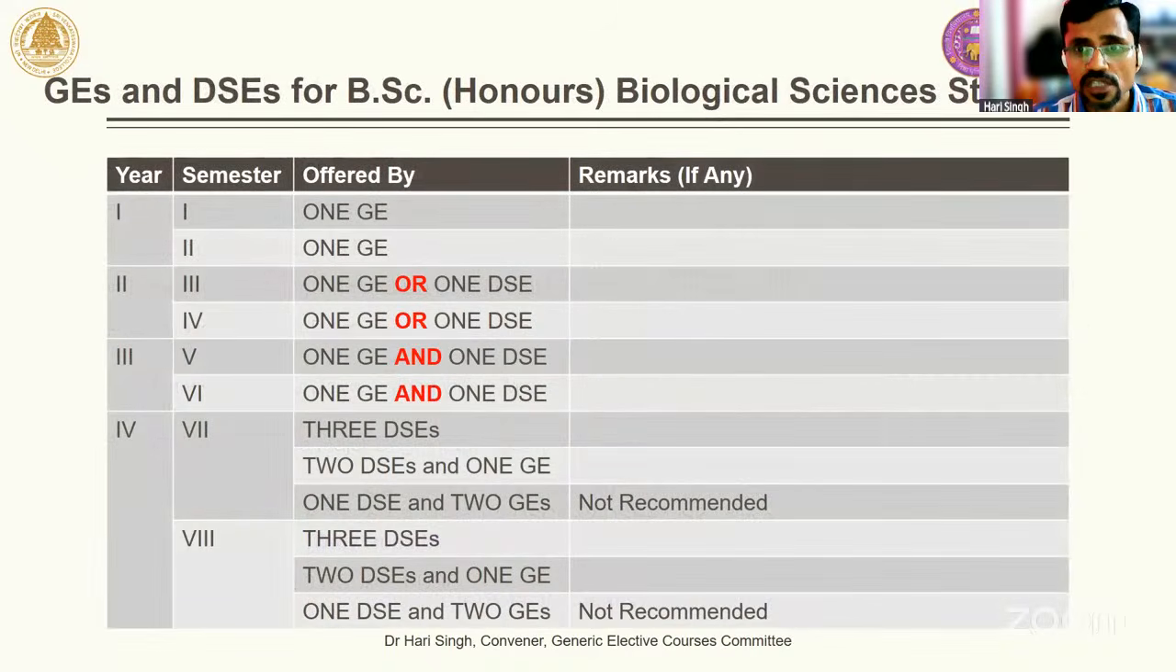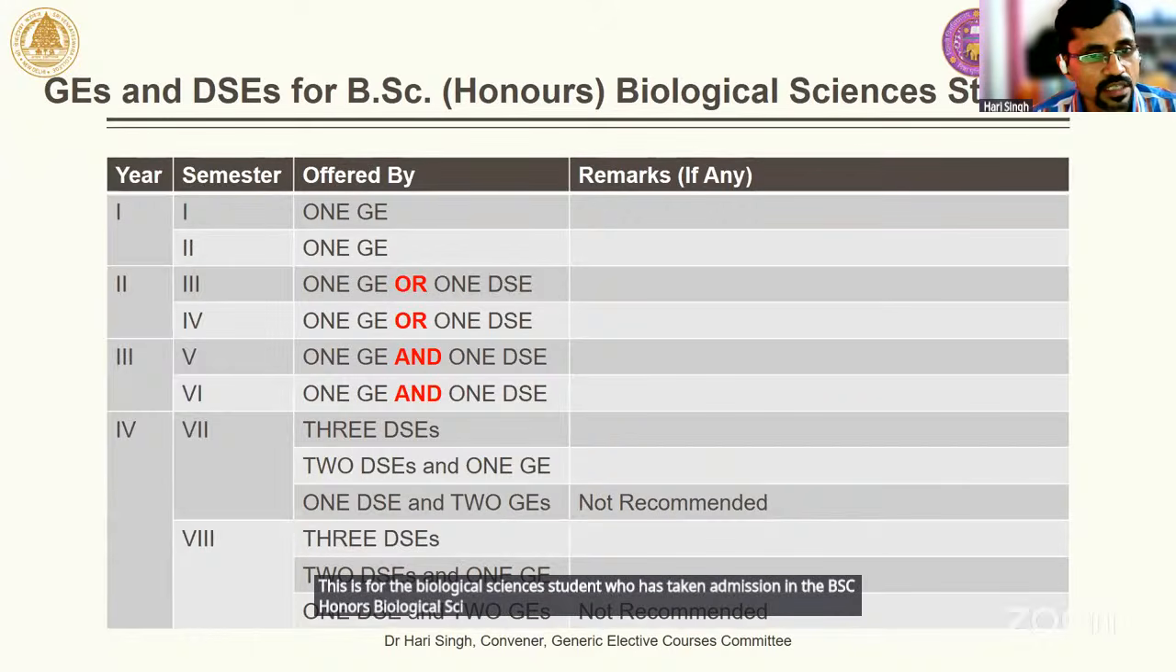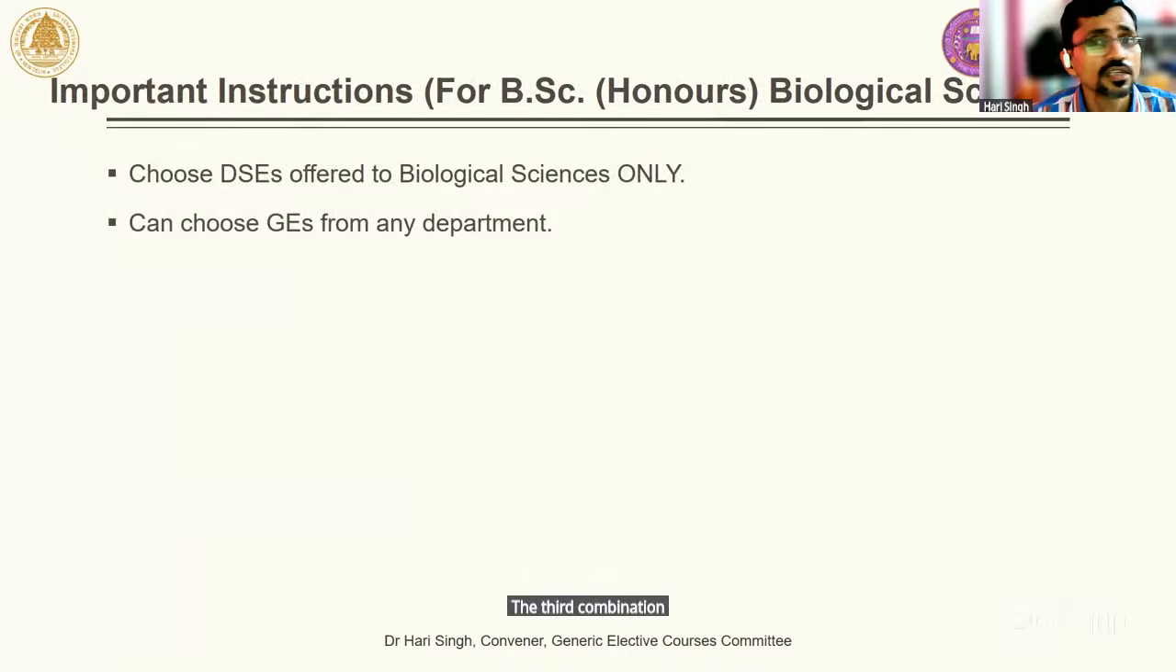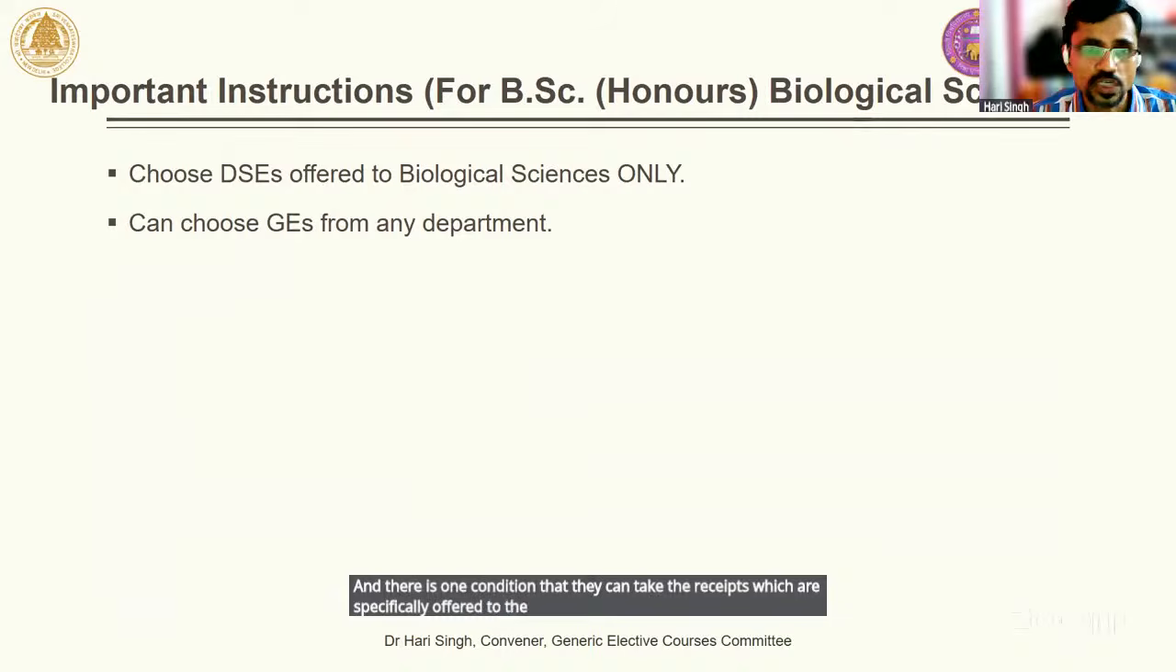This is for the biological science students. A student who has taken admission in the BSc Honors Biological Sciences, the things are almost the same. The only difference is they are not allowed to take the third combination. And there is one condition that they can take the disciplines which are specifically offered to the biological science students. And they can choose any GE from the department. As such, there is no parent department of biological sciences.